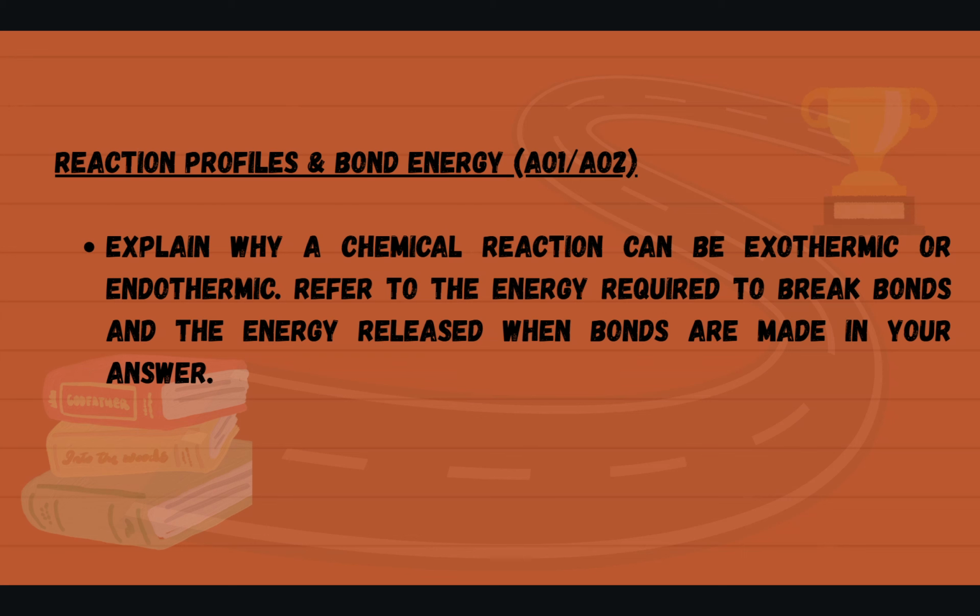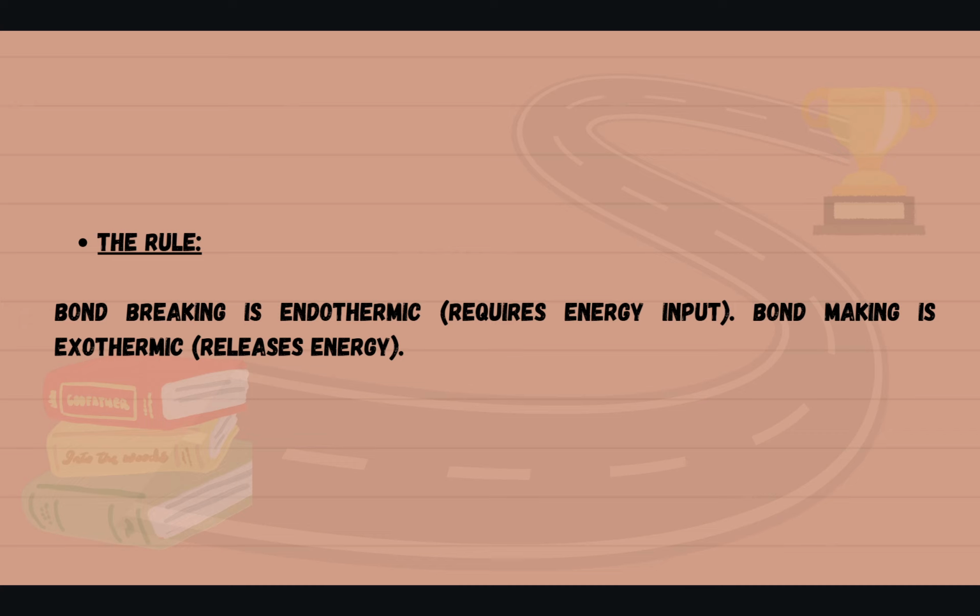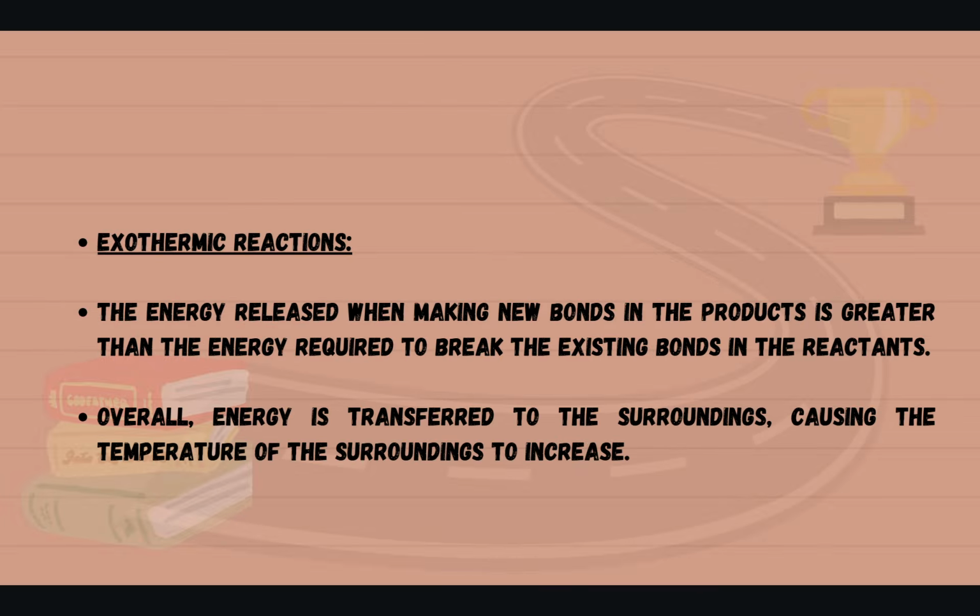Next question is reaction profiles and bond energy, looking at AO1 and AO2. The example question is explain why a chemical reaction can be exothermic or endothermic. Refer to the energy required to break bonds and the energy released when the bonds are made in your answer. So we've got a graph here of exothermic reactions and the potential energy, as well as for endothermic reactions. The rule: bond breaking is endothermic as it requires energy input, bond making is exothermic as it releases energy.